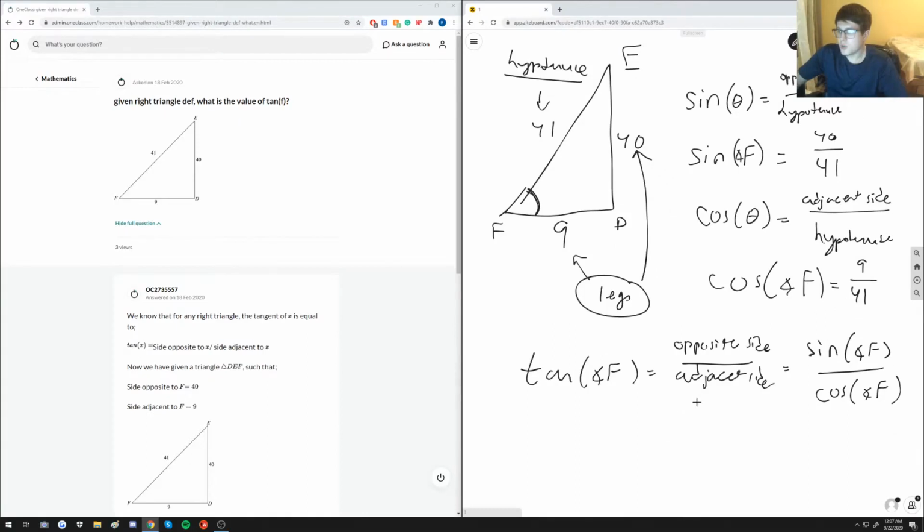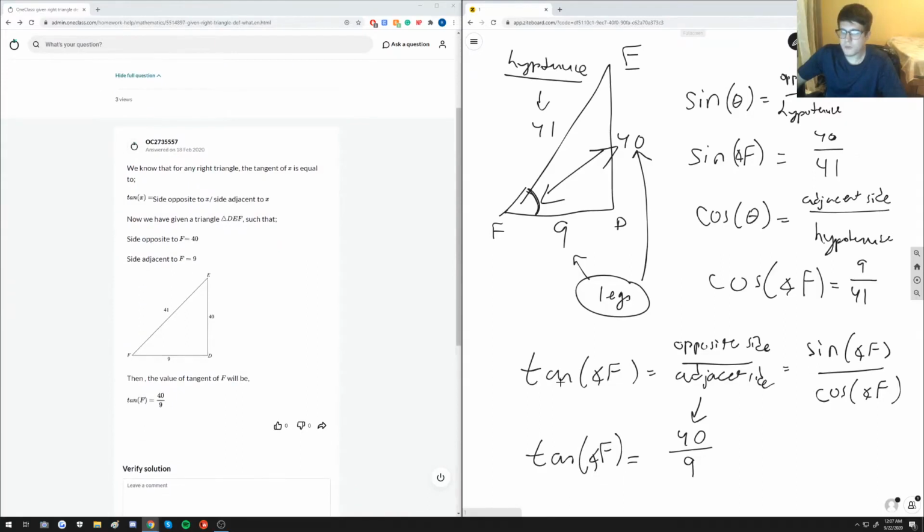If we just go about it this way, we choose the opposite side, which is 40. The opposite side from angle f is 40. And then the adjacent side is the only leg that's left, so that's 9. And our answer here would be 40 over 9. Obviously, if you need some sort of decimal form, you can evaluate it using a calculator, but in fractional form, this is the answer.